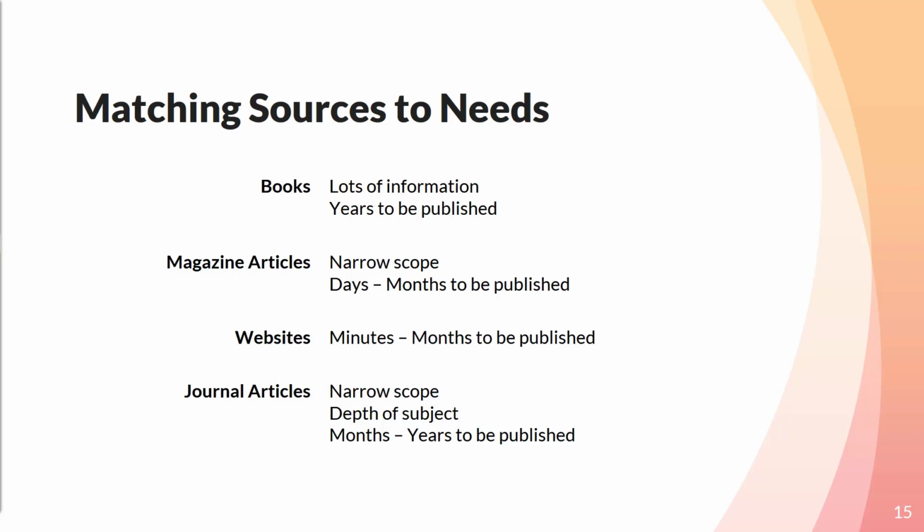Websites can post information extremely quickly, sometimes within minutes of news breaking or someone having a thought. Their scope and depth is entirely dependent on what the website is. Journal articles typically have a very narrow scope, go into great depth about the subject, and can take between months and years to be published.